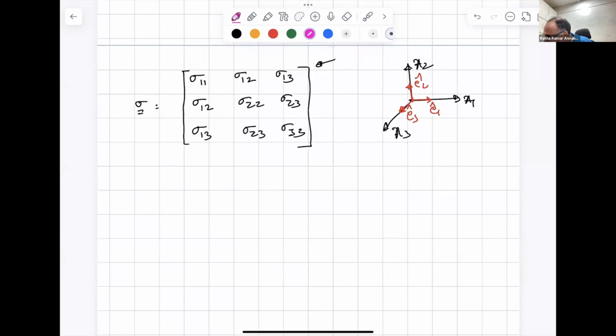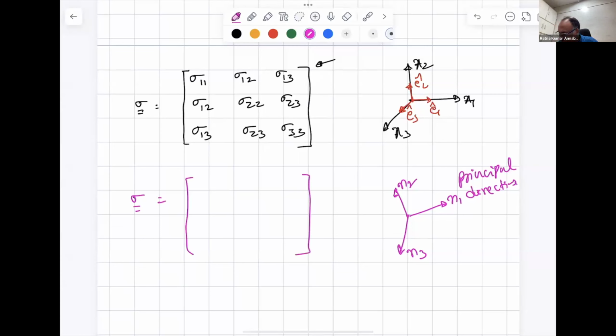Now, if your basis vectors are say N1, N2 and N3, these are all principal directions, let us say. That means because we said the principal directions are orthogonal to each other, now I can choose my principal directions as my basis vectors. If I choose my principal directions as basis vectors, then I can write my stress tensor in that frame of reference. Can I do that or not? I can choose in this frame of reference or in this frame of reference. That is up to me, isn't it?